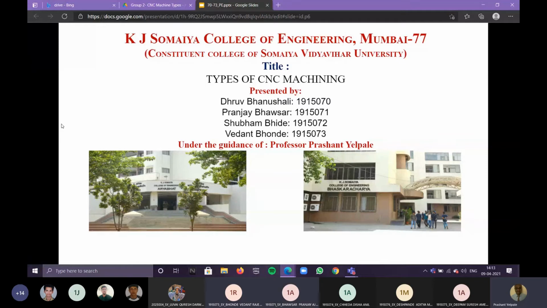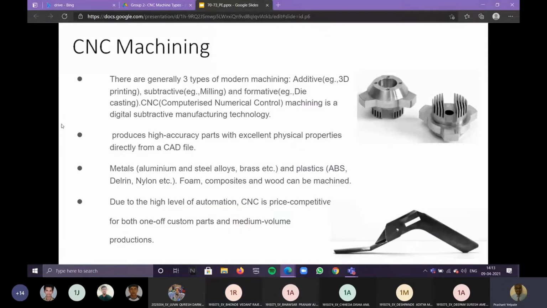Today we are going to see what is CNC machining and its various types. So what is CNC machining? There are generally three types of modern machining: additive, subtractive and formatting. Additive is where we start from zero, like we do in 3D machining. In subtractive machining, we take a material and do various jobs on it, so we get the proper job. In formatting, we edit the material.